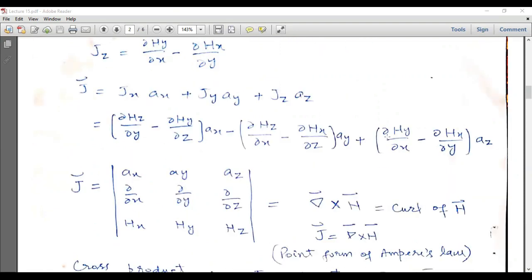So this expression we will get at the end, and this expression can be written in the form of this determinant expression. So here we have ax ay az, and these are the components of the vector operator del, and these are the components of magnetic field intensity. So it means J is equal to cross product of vector operator and the magnetic field intensity. So J is equal to del cross H, and if we take the cross product of the vector operator with any vector quantity, it is called the curl of that vector quantity. So del cross H is equal to curl of H, and J is equal to curl of H, or J is equal to del cross H.